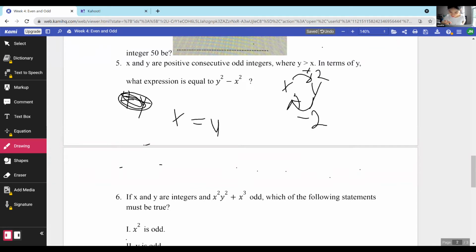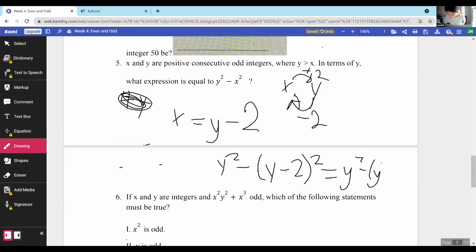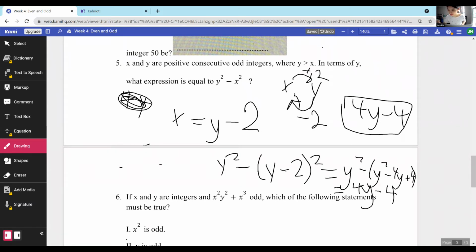Therefore, x is y minus 2. Then plugging it in into the equation, you get this, which then equals 4y minus 4, which you could also write, if you want, as 4 times y minus 1.